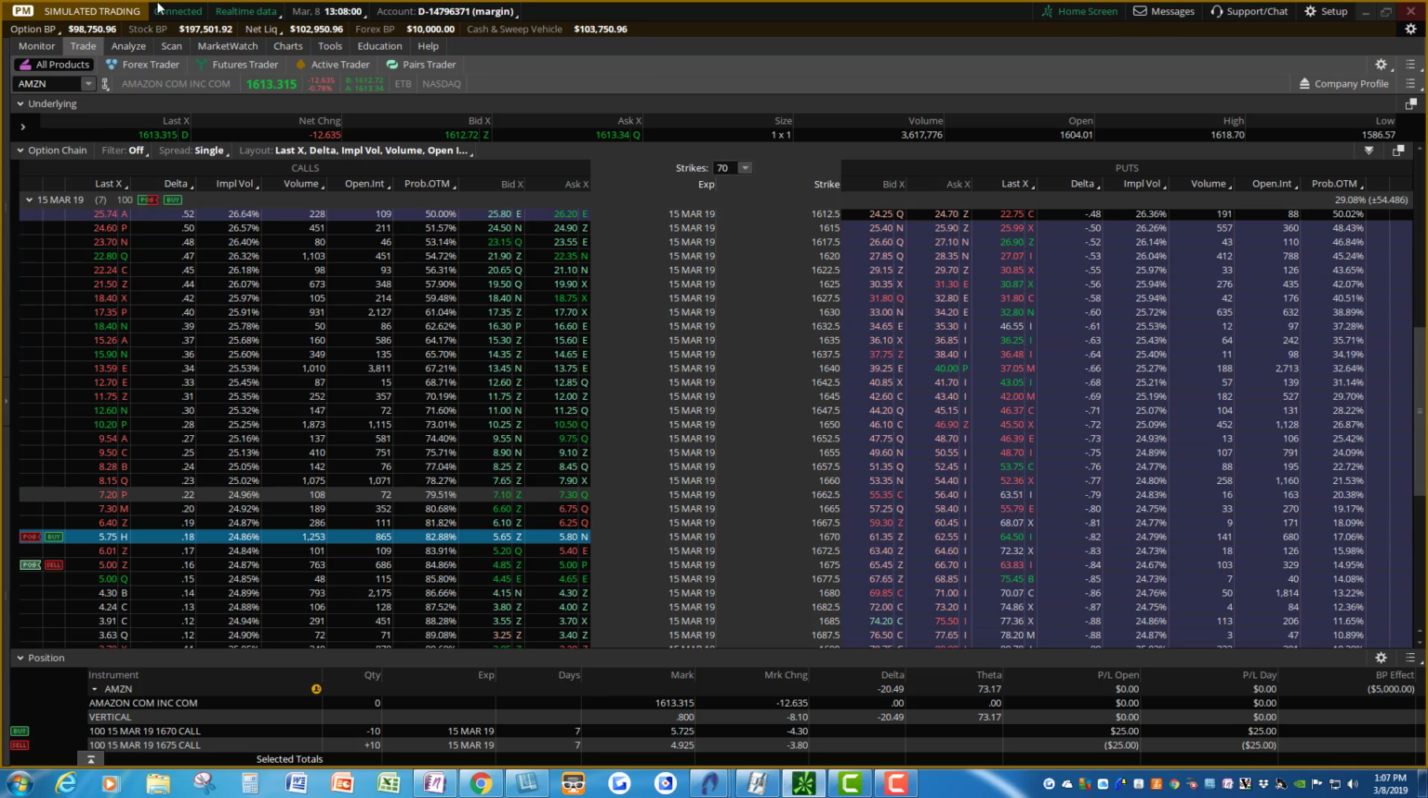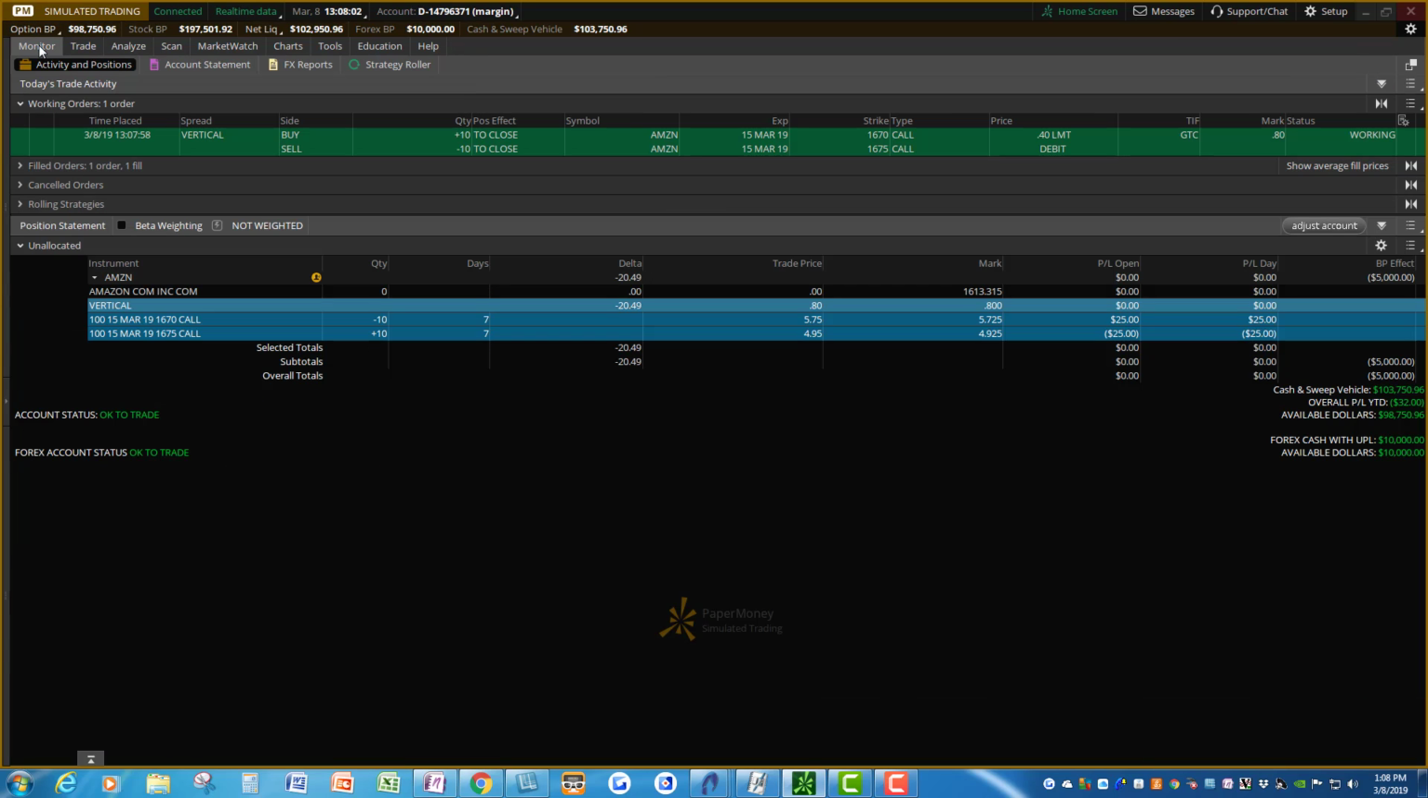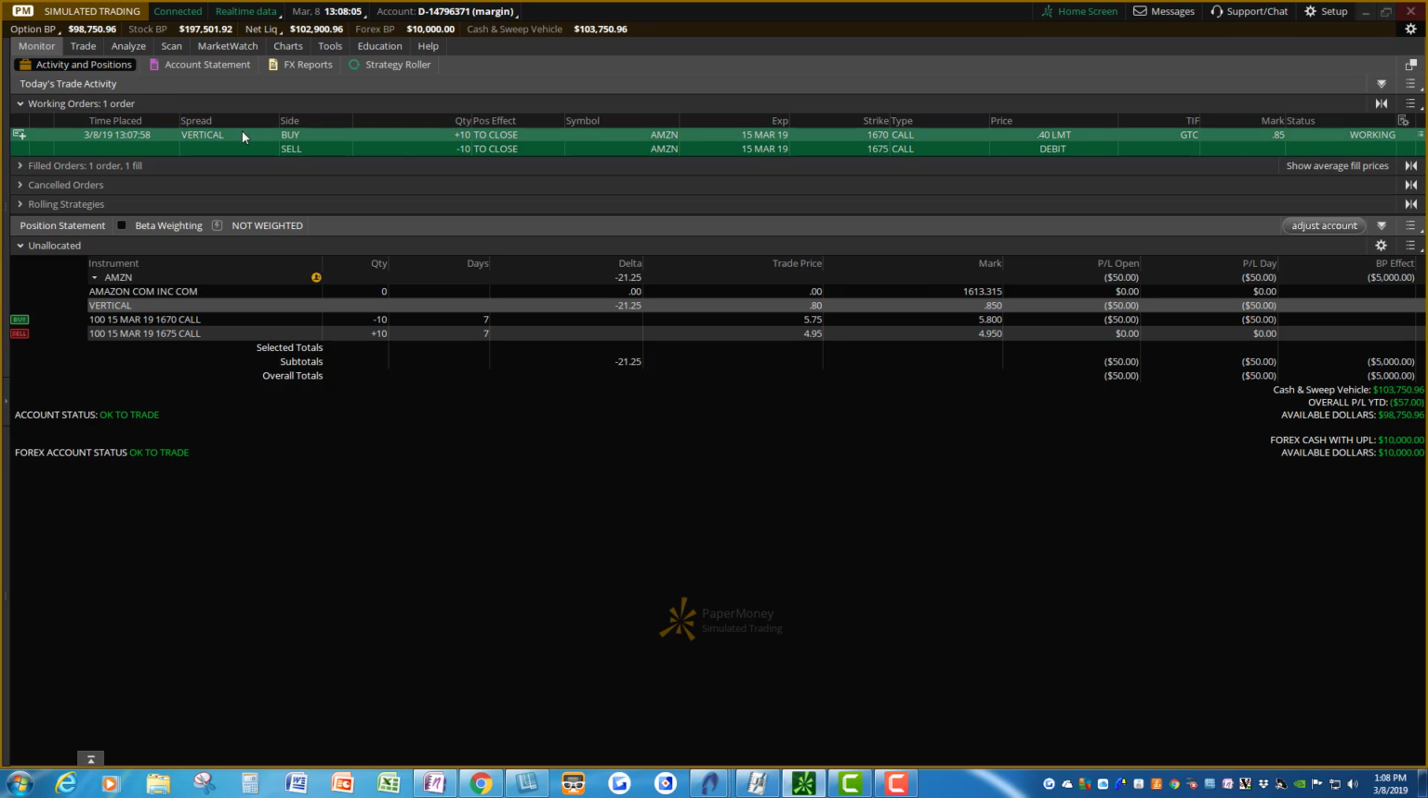Now the order is sent. We can go back to our monitor and we can see right here in our working orders that we have a 40-cent limit for a debit. It's a debit because we're buying it back. And you can see right here, time in force, that's what this stands for. Good to cancel, and we're good to go.